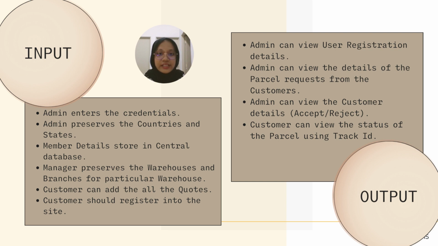For the output, the admin can view the user registration details. Also, the admin can view the details of the parcel request from the customer. Other than that, the admin can also view the customer details, whether the customer accepts or rejects. Lastly, the customer can view the status of the parcel using the track ID.